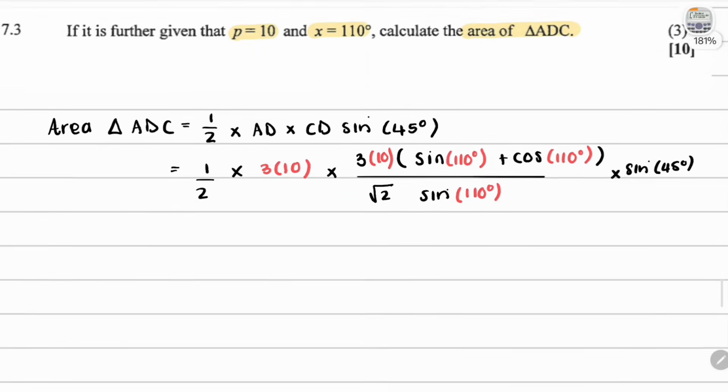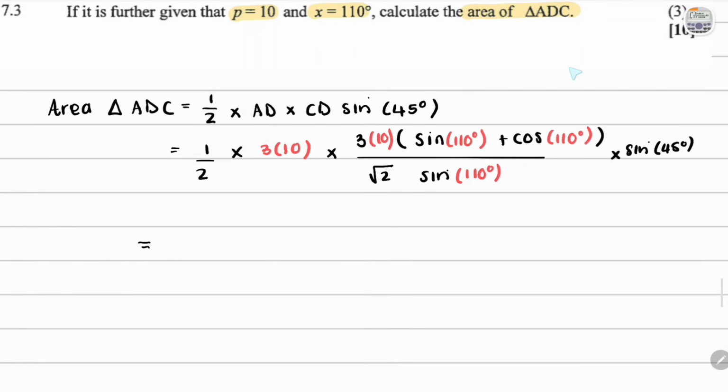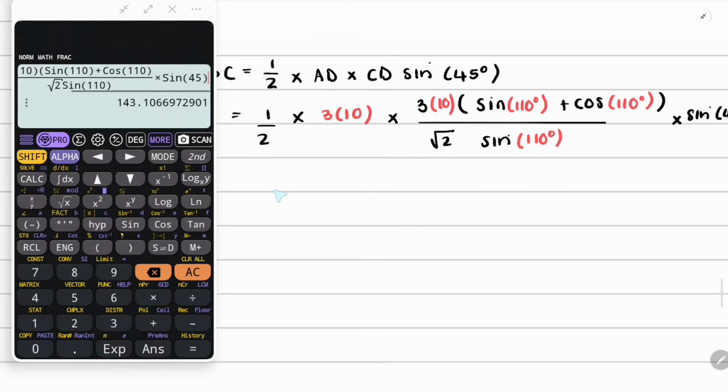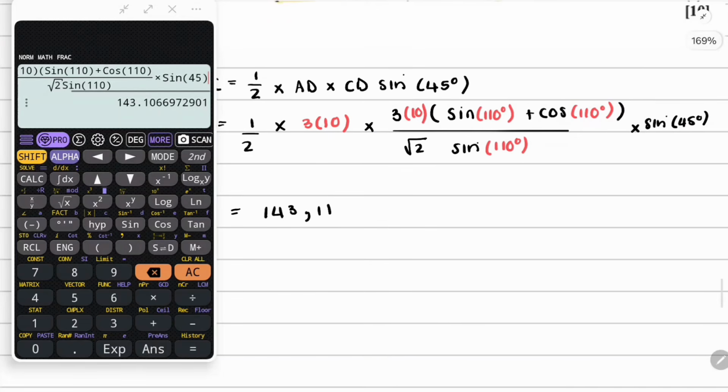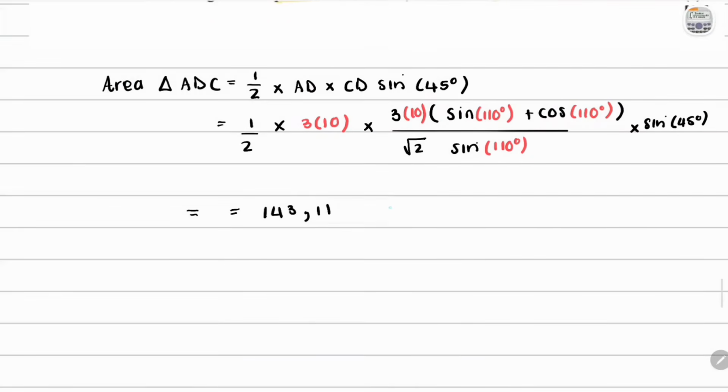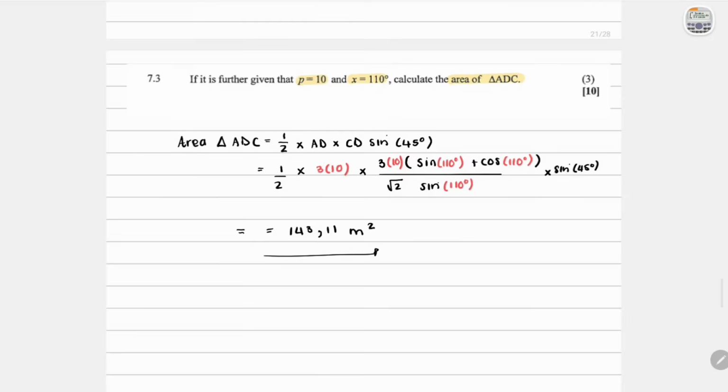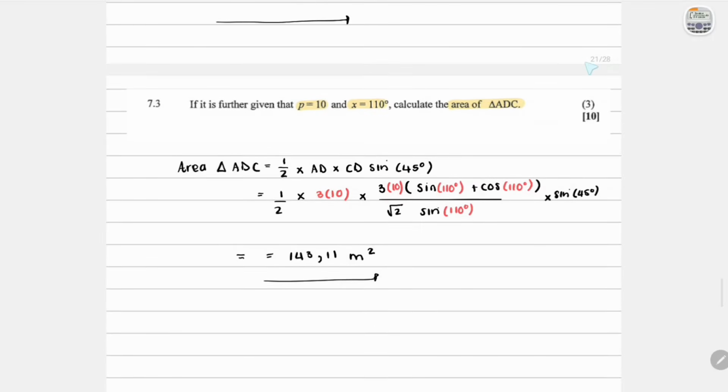And let's put that on our calculator and find out the area. And there we go. This is our answer. This is finally equal to 143 points, and that rounds up to 11. And these were in meters, right? They actually said they were in meters. So that would be meters squared. And that is our answer. And that is it for question 7.